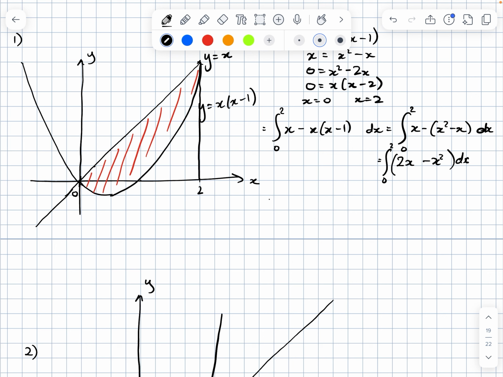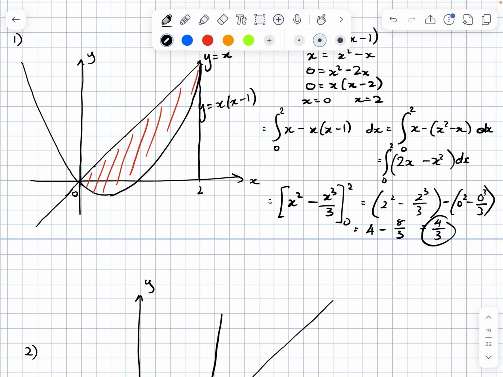Now we have our integrand. We can integrate that. We're going to get 2x goes to x squared, x squared goes to x cubed over 3, between 2 and 0, which gives us 2 squared minus 2 cubed over 3 minus 0 squared minus 0 cubed over 3. That whole right bracket is just 0. And our left bracket is 4 minus 8/3, or 4/3. And that is our final answer.